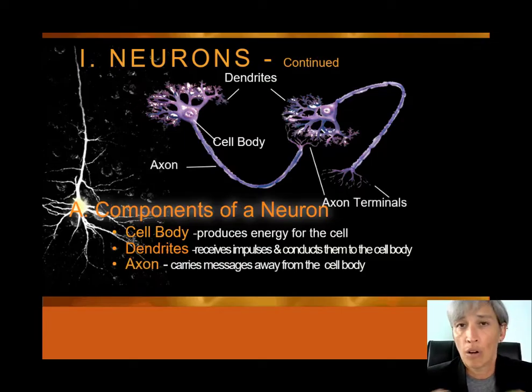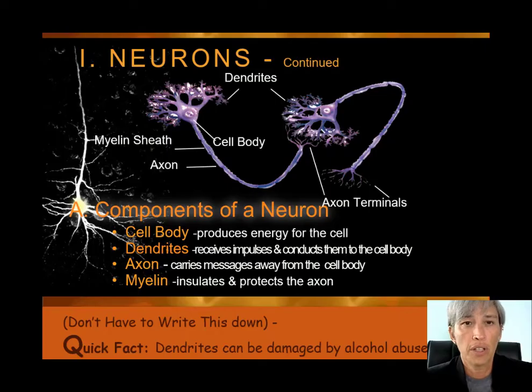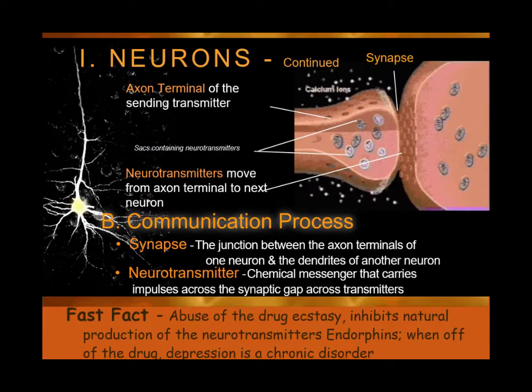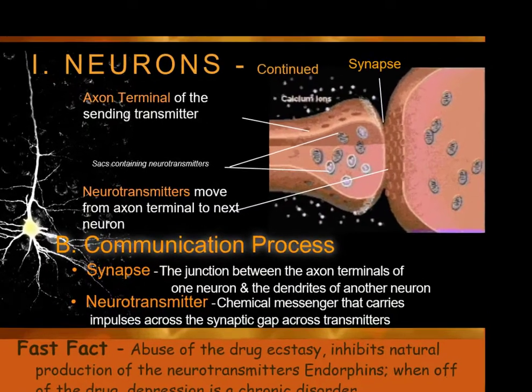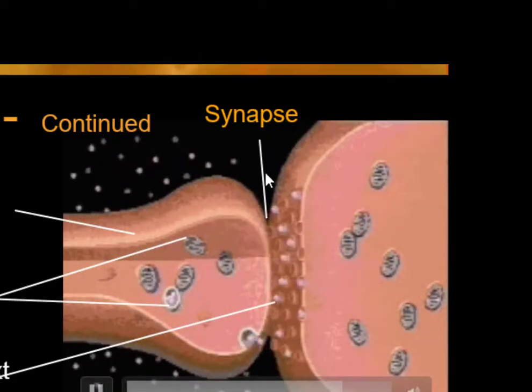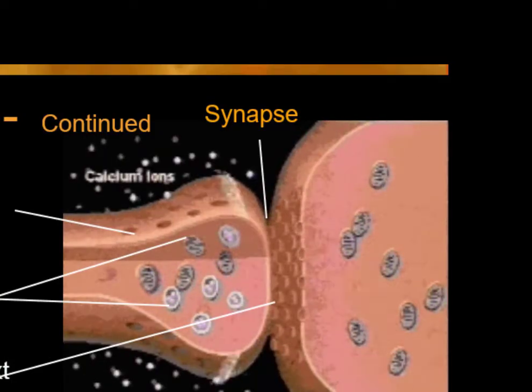An axon is away. Axon carries the messages away from the cell body. So you also see here pictured the myelin sheath, and the myelin sheath protects the axon and the messages, and insulates, protects those messages. The central nervous system communicates through axon terminals, which is the sending axon, the transmitter, and neurotransmitters move from axon terminal to the next neuron. You see the message being communicated across a synapse. That is a gap between two neurons.